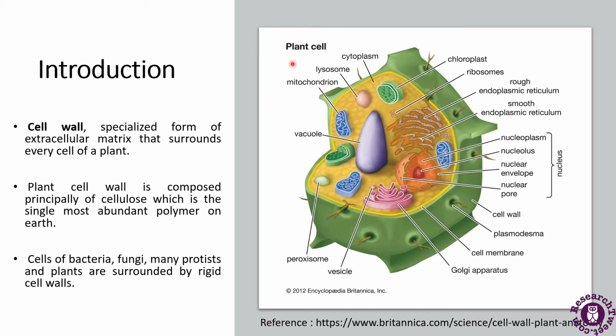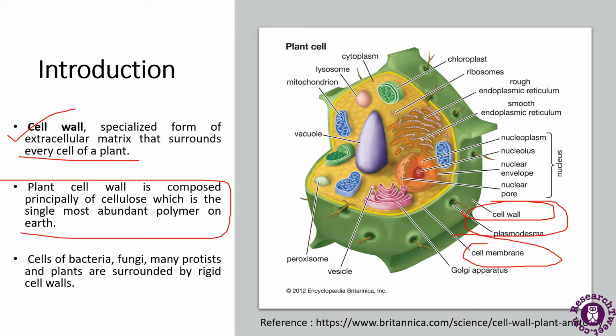As you can see, this is the plant cell, and the cell wall is present in the plant cell itself. This is the cell wall present here. It is a specialized form of extracellular matrix, and it surrounds every cell of the plant. Every plant cell is surrounded by the cell wall first, and then by the cell membrane. It is principally composed of cellulose, which is one of the single most abundant polymers on the earth, and these are some of the cells which are surrounded by the cell wall.